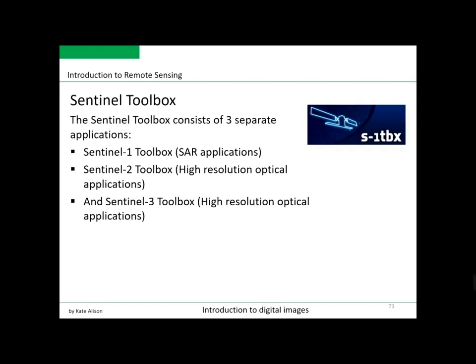Let's start with the Sentinel toolbox. Sentinel toolbox consists of three separate applications: Sentinel-1 toolbox, which is used for SAR applications, Sentinel-2 toolbox, which is used for high-resolution optical applications, and Sentinel-3 toolbox, also for optical applications. Sentinel-2 has become the gold standard for open satellite data. In order to process the vast amounts of data collected by Sentinel-2A and 2B from the European Space Agency, users can use the Sentinel toolbox.